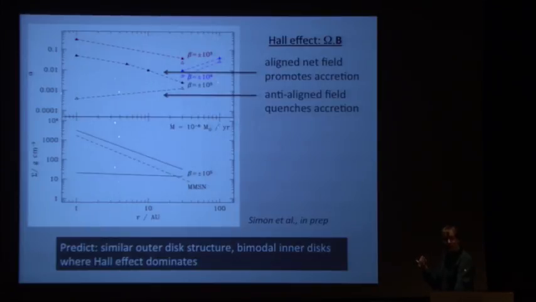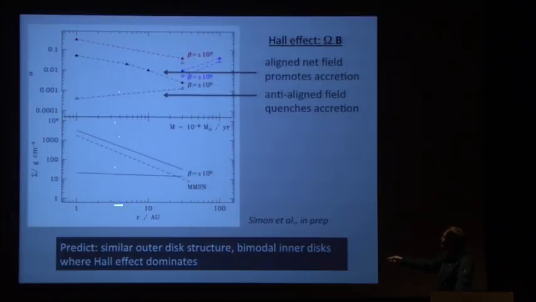So a vertical field that is in the same sense as the disk rotation has a different effect on the dynamics from a vertical field that is opposite to the rotation. And in general, an aligned net field promotes accretion, leads to greater turbulence in the disk, and an anti-aligned field quenches accretion. We've done a much smaller number of simulations on this particular topic, but here are a few examples.